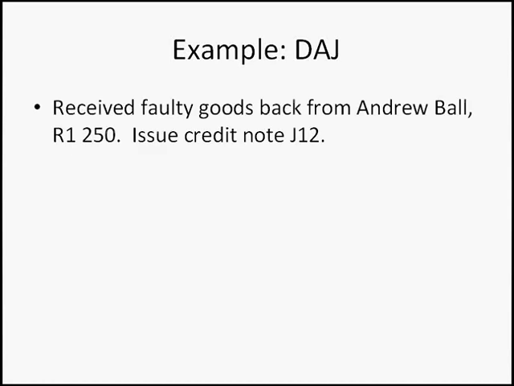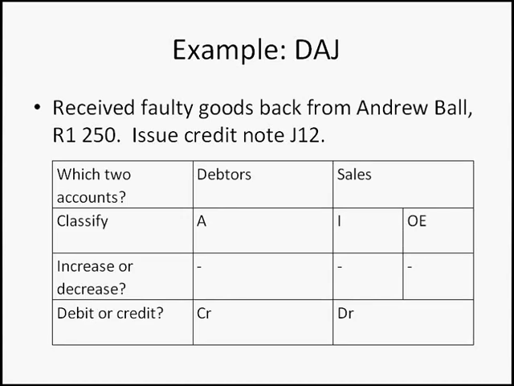As we said before, the debtors allowance journal shows the opposite entries. For example, received faulty goods back from Andrew Ball, 1,250 Rand, and issue credit note J12. That information you needed in order to put the entry into the debtors allowance journal. So let's just see what information we got. We know that the two accounts we're going to use again are debtors and sales, but this time it gets done the opposite too. In other words, when I receive goods back, Andrew Ball doesn't owe me as much anymore, so my debtors decrease, and debtors is an asset, and an asset decreases on the credit side.